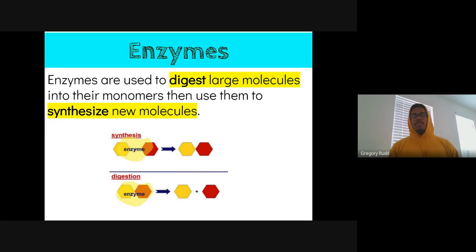So enzymes have really two uses for the purposes of this class. If you take a more advanced biology class, you'll learn about some of the other functions that enzymes can serve. But the slide says enzymes are used to digest large molecules into their monomers, then use them to synthesize new molecules. Now, I want to be careful here. I'll say why. I'll give you some time to write.